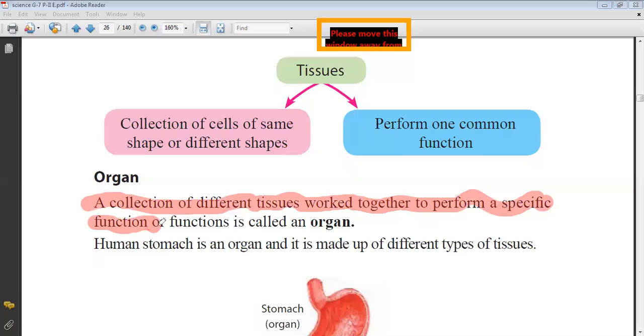Let me highlight that for you. Human stomach is an organ and is made of different types of tissues.